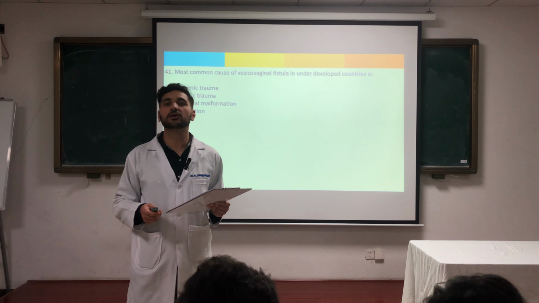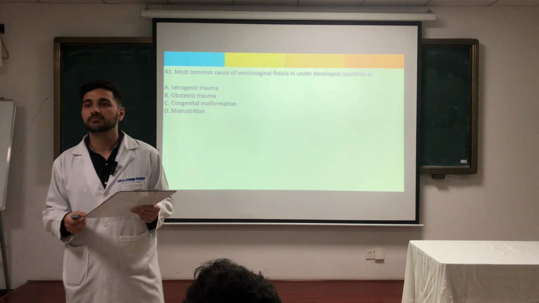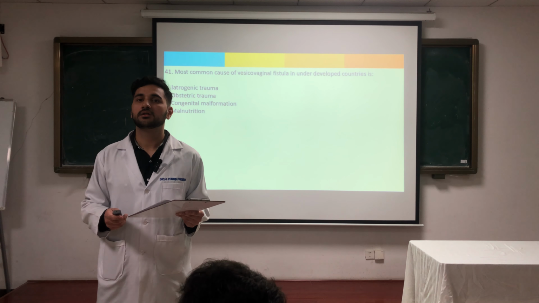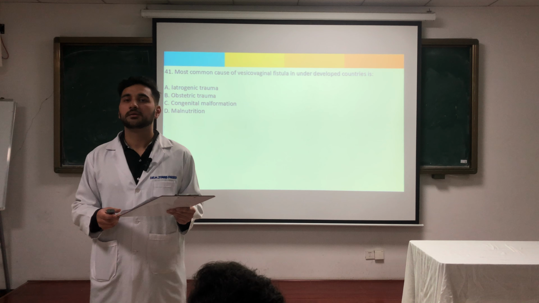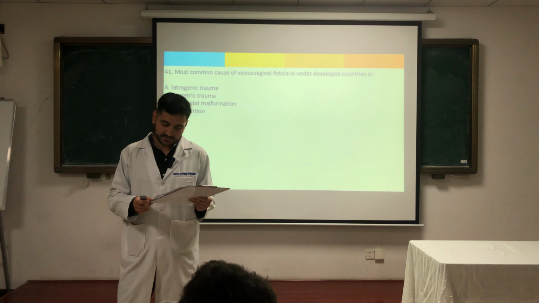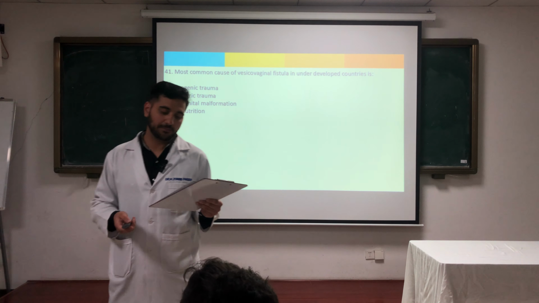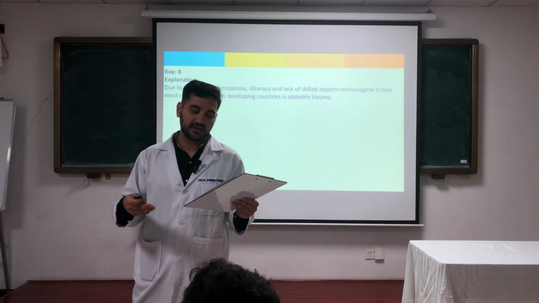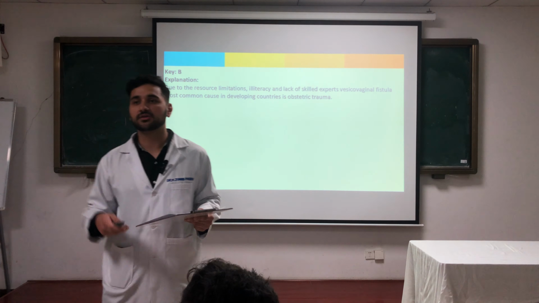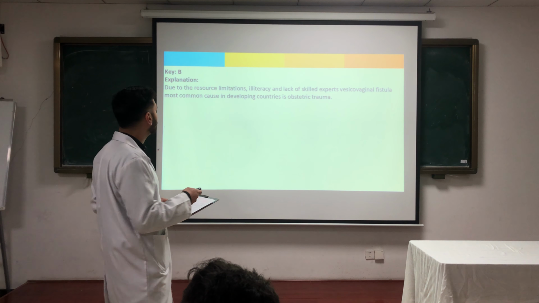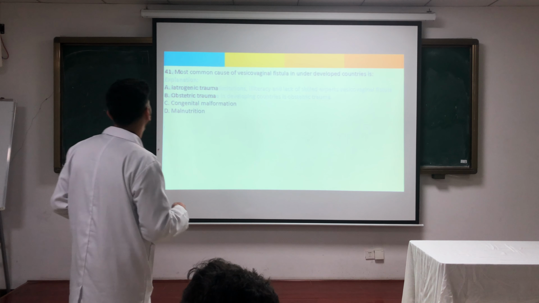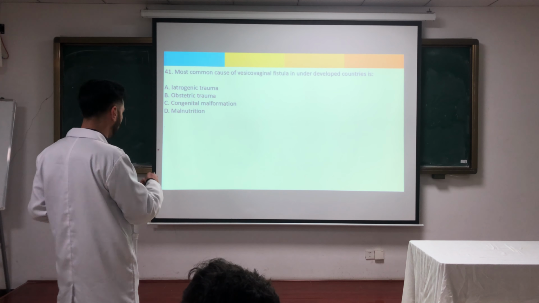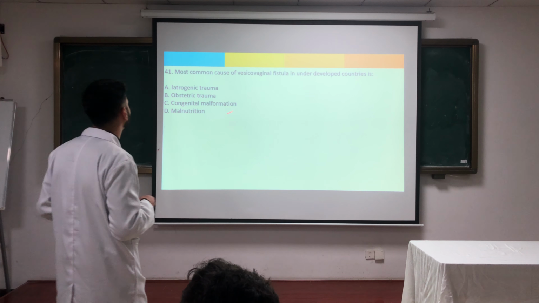So, what is vesico-vaginal fistula? Anyone wants to tell about it? Basically, vesico-vaginal fistula is an abnormal opening between the bladder and vagina that leads to unremitting urinary incontinence. Okay, so here we can see that the most common cause is obstetric trauma.